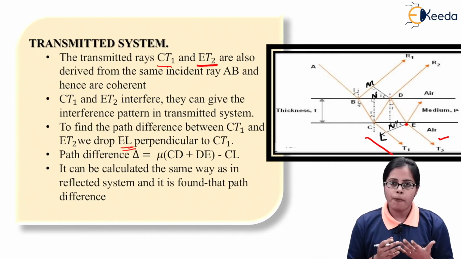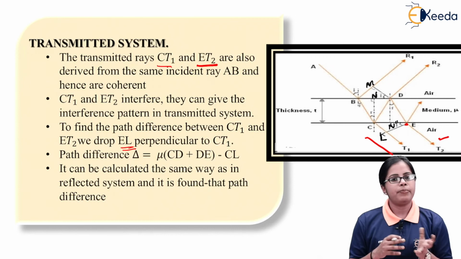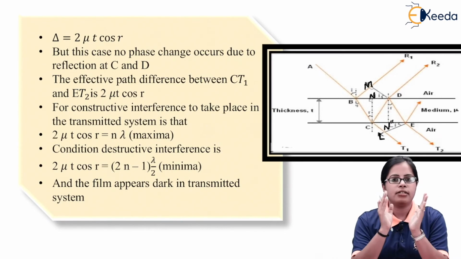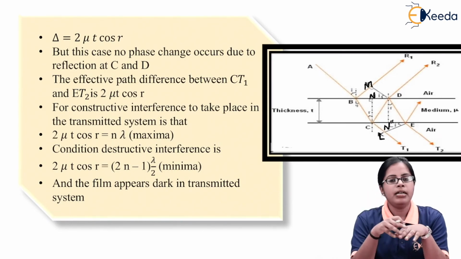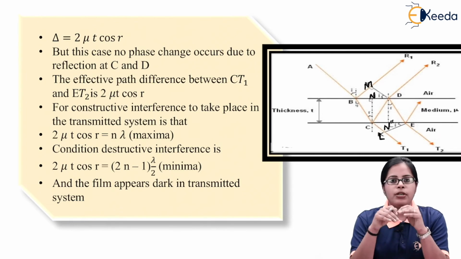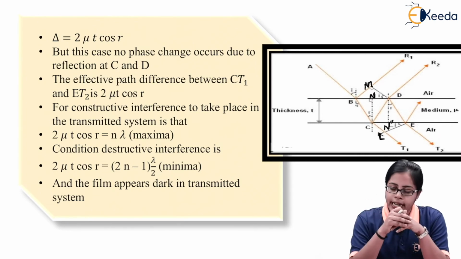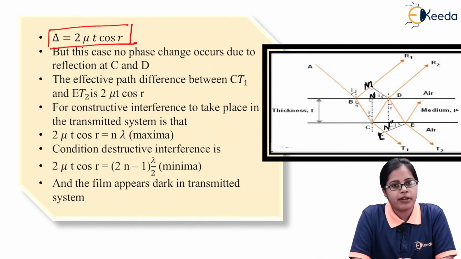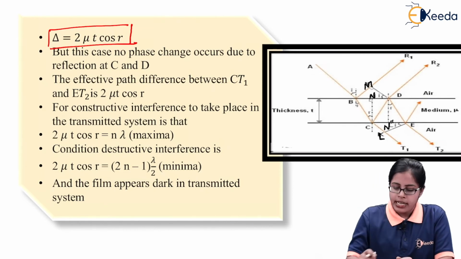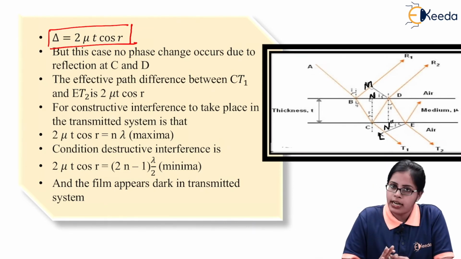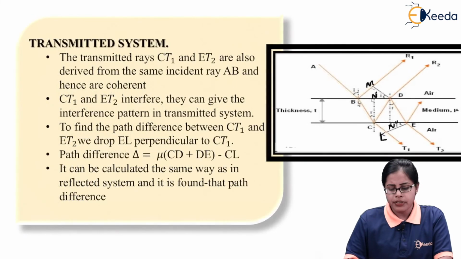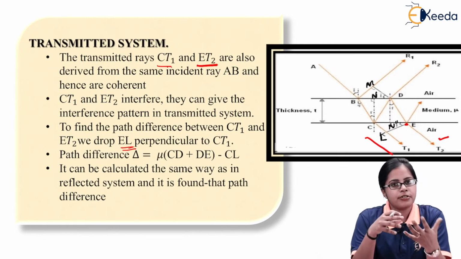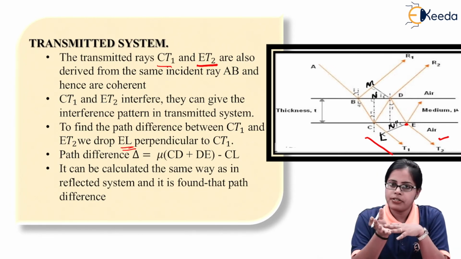That is, we try to calculate the optical path difference, and optical path difference will be nothing but the value of mu times the path traveled in the thin film minus the path traveled in air. Once we calculate all those parameters, the ultimate path difference which we get for the transmitted rays, or for the transmitted system, is delta equal to 2 mu t cos r. As you can remember, this is the same equation which we got for the reflected system. So the calculation for the reflected system is the same for the transmitted system.